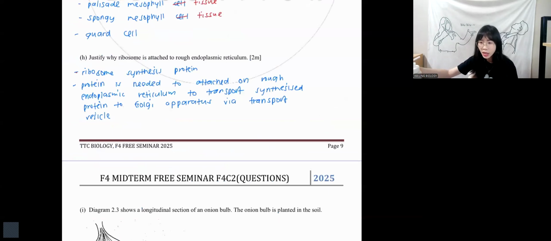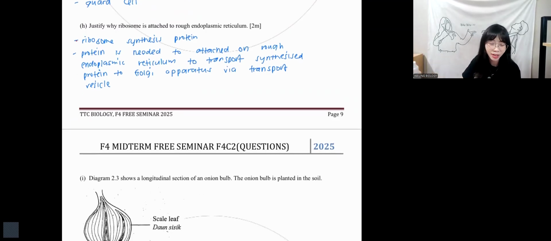Can you write synthesize with the Z or with the S? Actually both can, just that one is UK, one is US. In biology, they don't really care, I would say. I don't know whether in English your teacher cares or not, but in biology, they don't really care, okay?